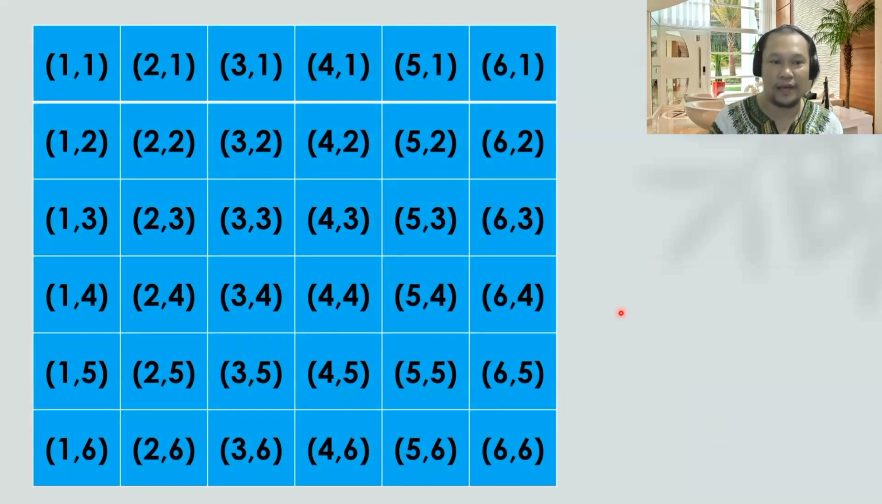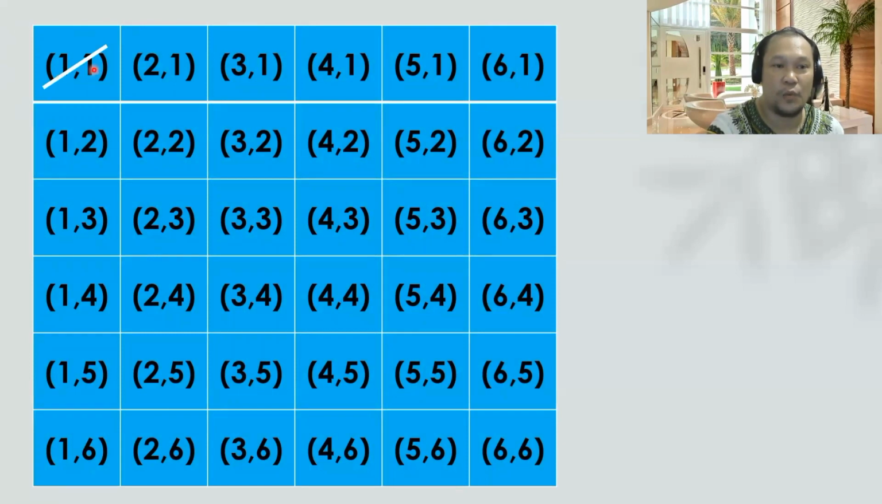We have 1, 1; 1, 2; 1, 3; 1, 4; 1, 5; 1, 6, up to 6, 6. Now, in this case, we are interested in the sum of the faces. Therefore, if we get the sum of 1 and 1, this becomes 2. 1 and 2, we have 3. 2 and 1, another 3. And for easy understanding, let's go with this one.